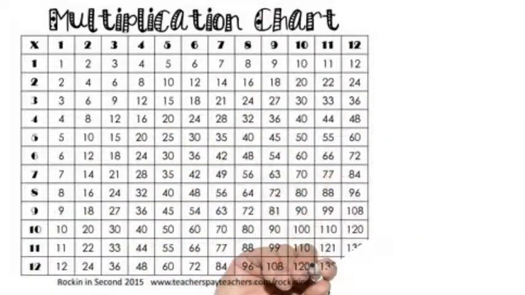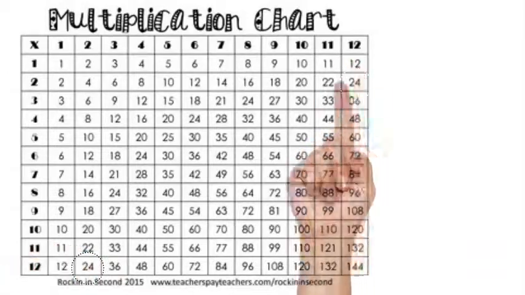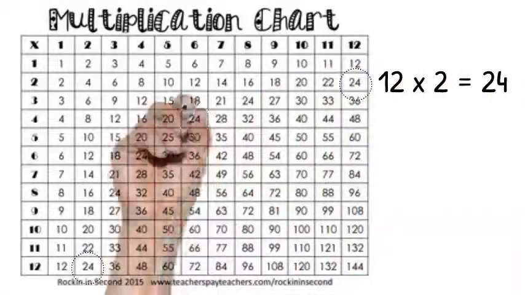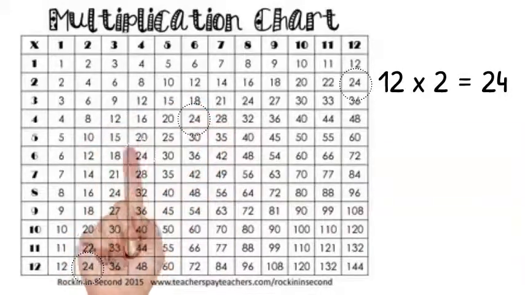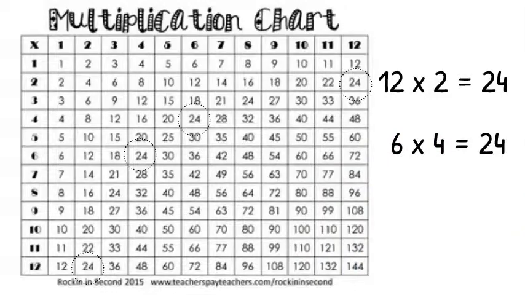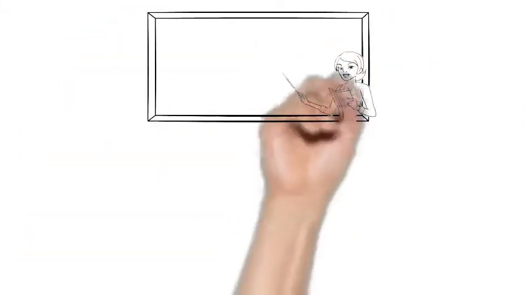Let's look at the number 24. You should see 12 times 2. You should also see 6 times 4. Very good. Is there any other number that you see? 8 times 3 as well. Excellent work. So that's us learning what factors are and breaking that down.